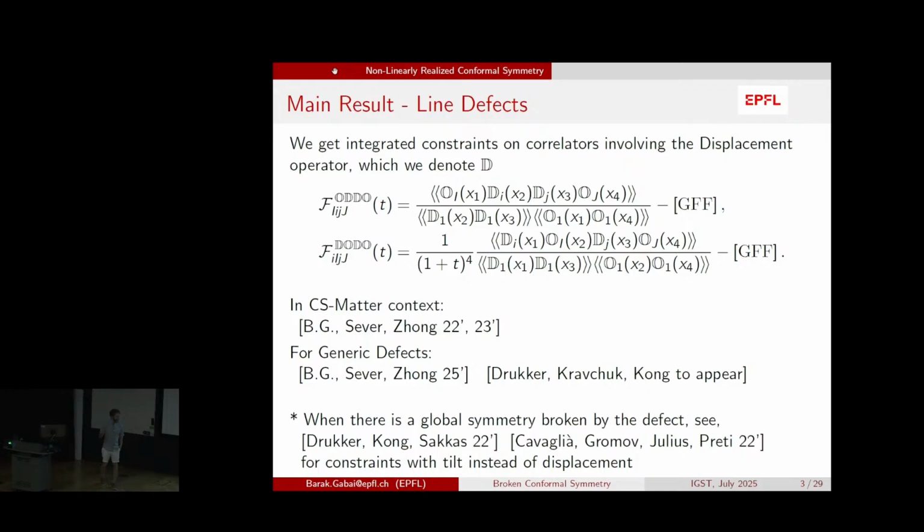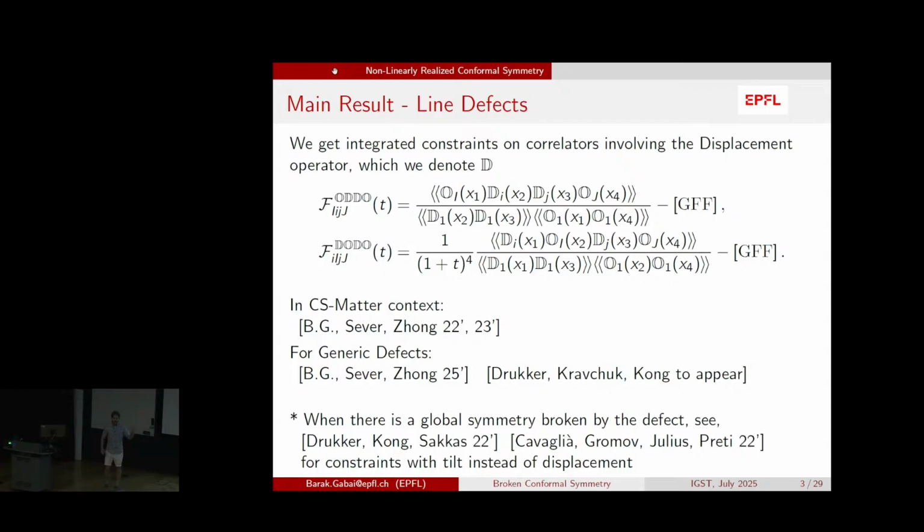The main takeaway is that if we look at this type of 4-point function, where we have two defect operators inserted on the defect, sorry, I should say this is specific to lines. We haven't worked out the higher dimensional case. Maybe I'll comment on that at the end. So we're specializing to p equals 1.